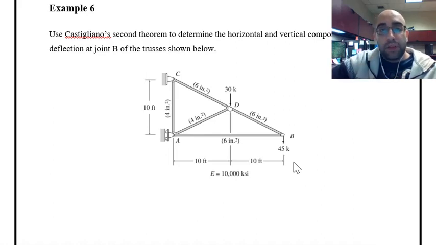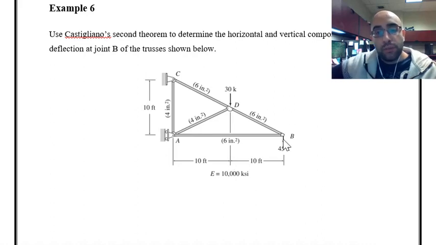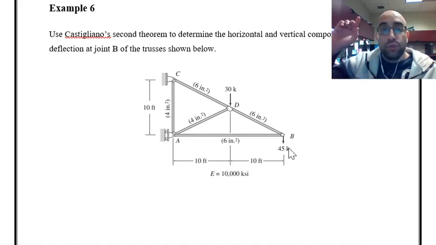The first was analyzing the truss under the given loading, which is this loading. The second was analyzing the truss under a unit horizontal load at joint B. And the third was analyzing the truss under a unit vertical load at joint B. That's the case if we wanted to use the virtual work method for solving this problem.